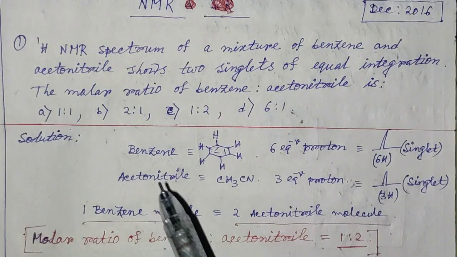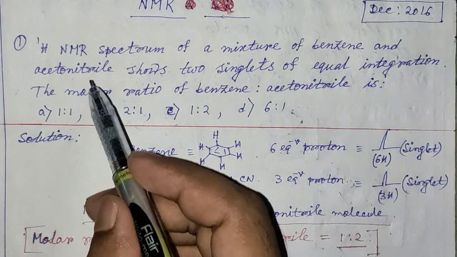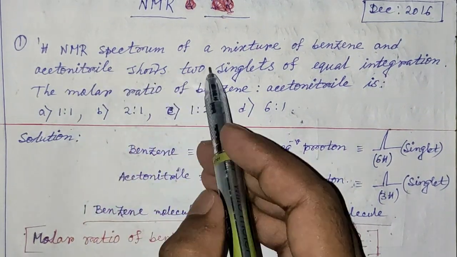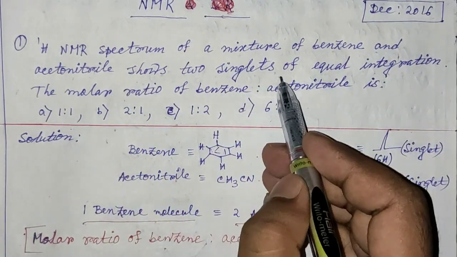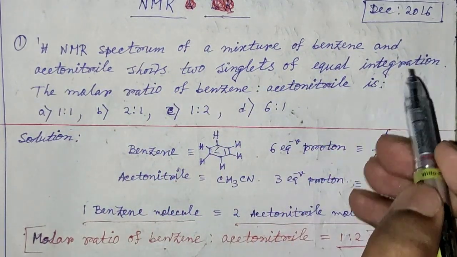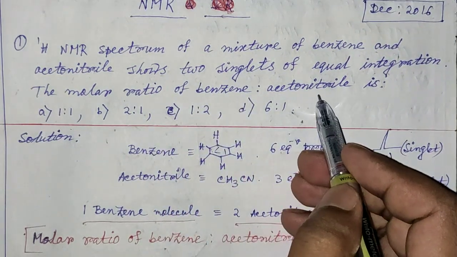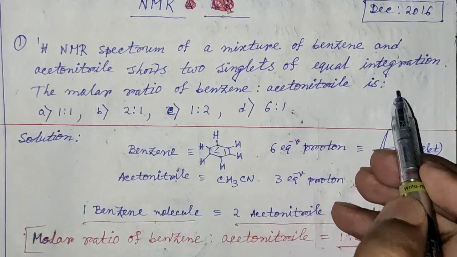Now let's start the questions. This was asked in December 2016. In the question it was given that the 1H NMR spectrum of a mixture of benzene and acetonitrile shows two singlet peaks of equal integration. We have to calculate the molar ratio of benzene and acetonitrile for which the mixture shows two singlets of equal integration.